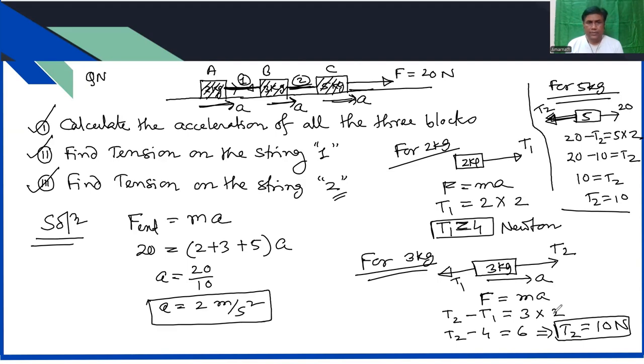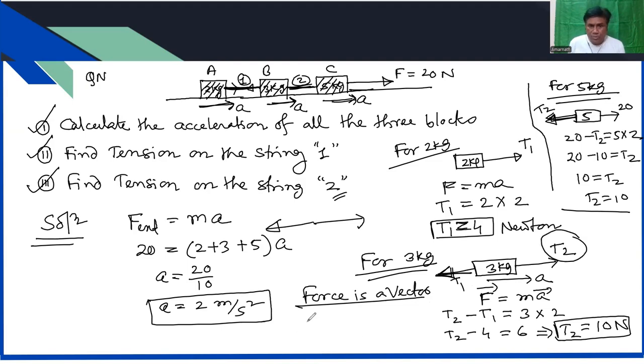Sir, I have a doubt, why did you take T1 as minus? In the case of 2 kg, 5 kg, T1 is minus. Yes. You see, because force is a vector quantity. Force is a vector. Vector means where direction is very important. Here F equals ma. Force is also a vector, acceleration is also a vector. So in vector, if rightward is positive, then leftward must be negative. Always. So here I have taken T2 as positive.